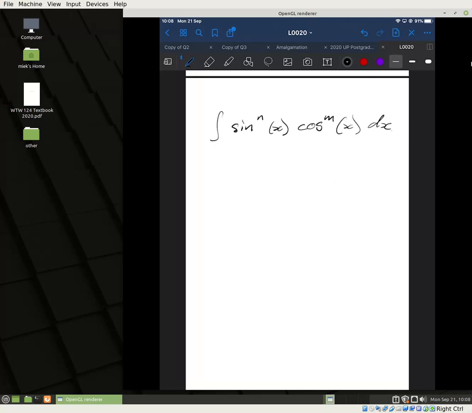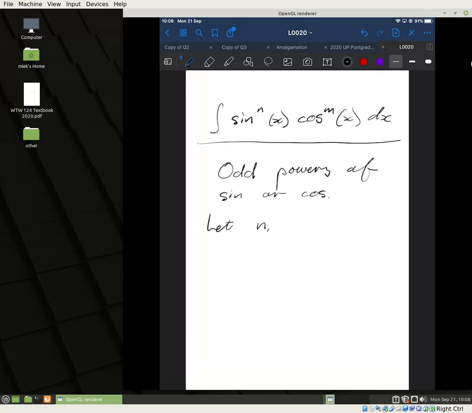So we want to be able to compute integrals of this form. And the first form that we will look at is when we have odd powers of sine or cosine. Okay. So let's take a look at what will happen.